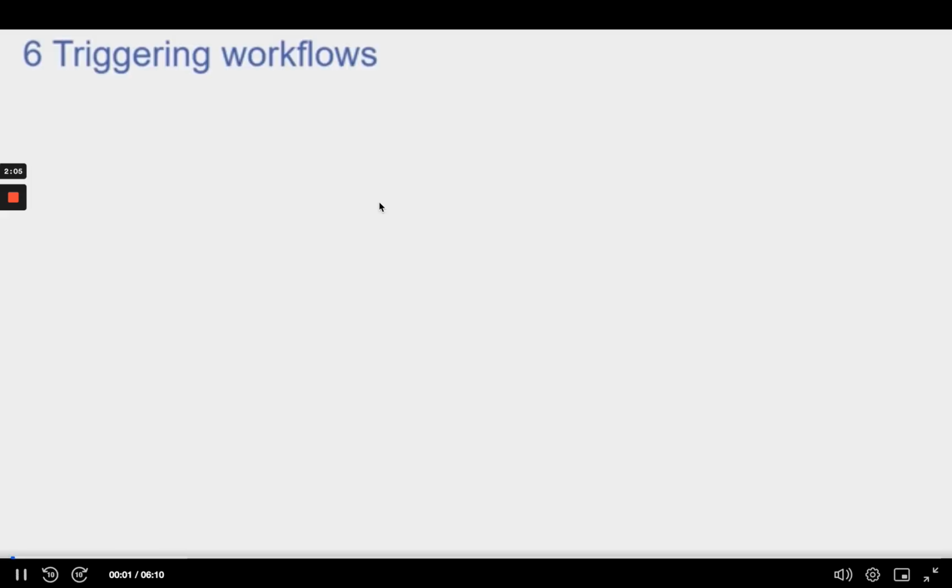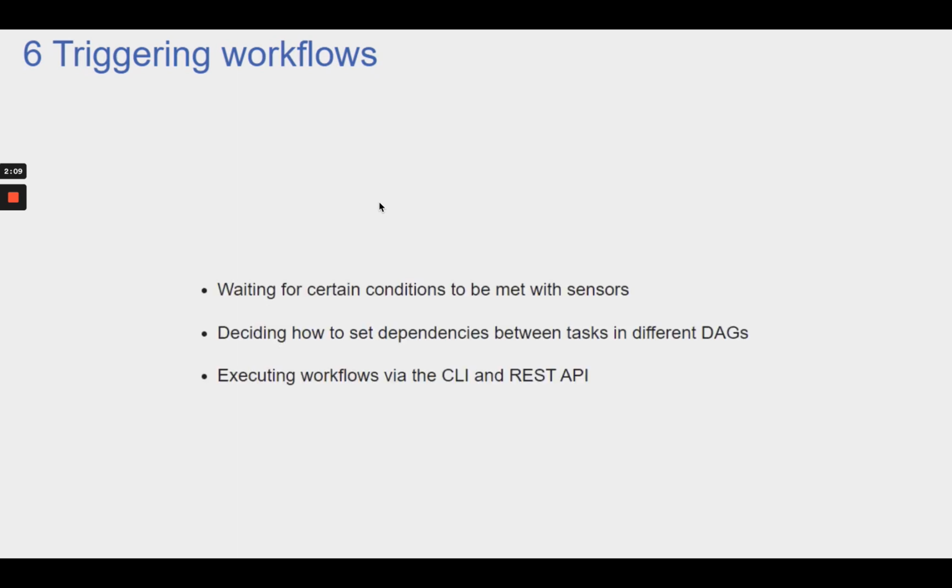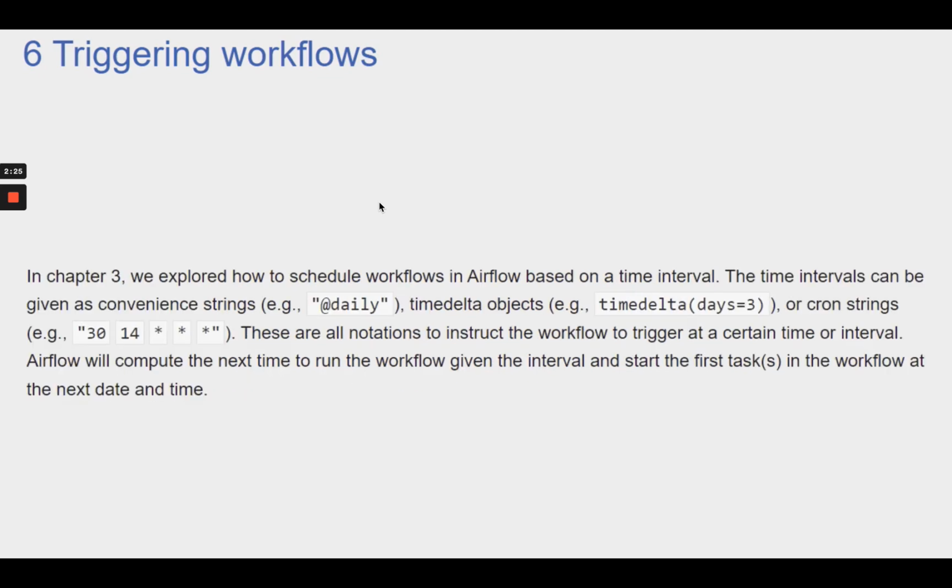Chapter 6: Triggering Workflows. This chapter covers waiting for certain conditions to be met with sensors, deciding how to set dependencies between tasks in different DAGs, executing workflows via the CLI and REST API.